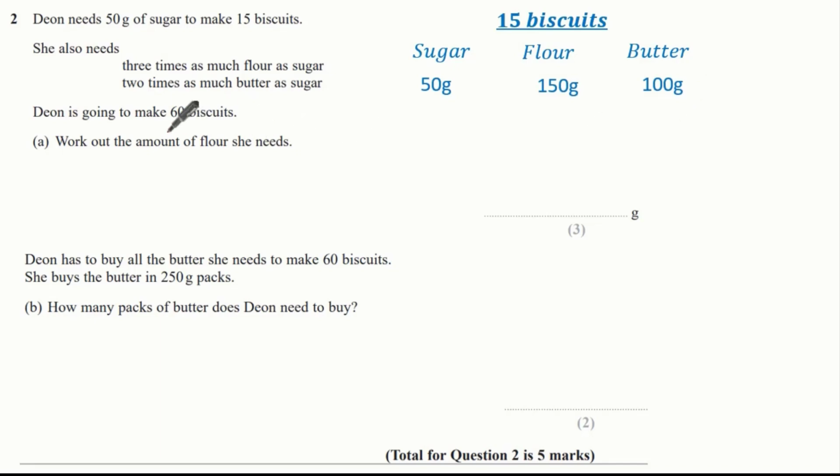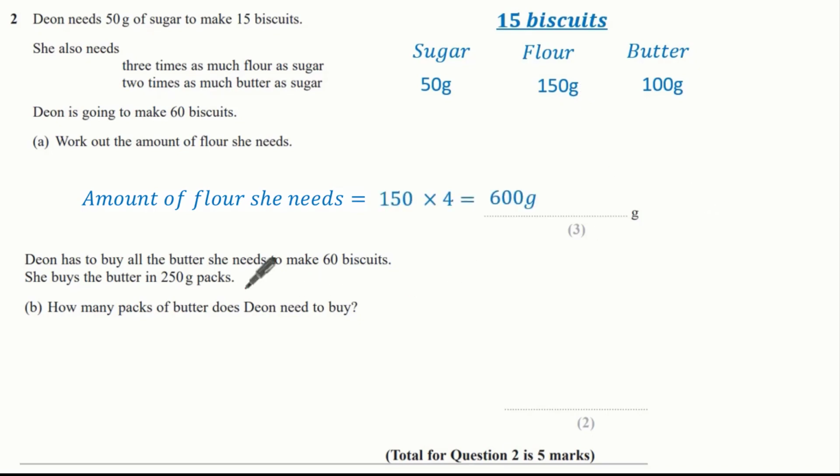Now, given that she wants to make 60 biscuits, what do we have to do to our recipe for 15 to make 60? We simply multiply by 4. So that means we multiply each one of our quantities by 4 as well. We're only interested in flour, so we multiply our 150 by 4 to give 600 grams.